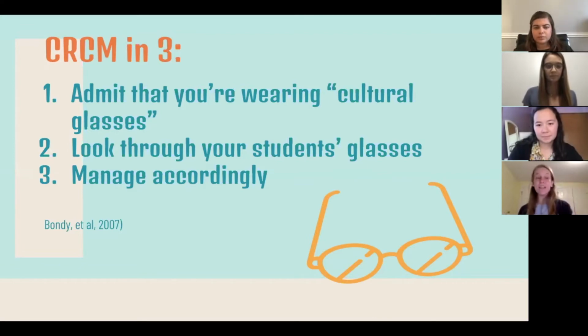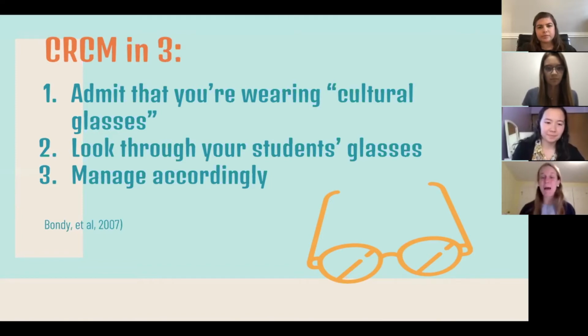And from these two comes number 3, which is manage accordingly. This is intentionally broad because there is no one size fits all step 3. There is no universal, this will work for every classroom. You need to first see yourself as a cultural person and see behavior as culturally driven to be an effective, culturally responsive classroom manager. So now we're going to turn it over to Emily, who's going to talk to us a little bit about the history behind this.